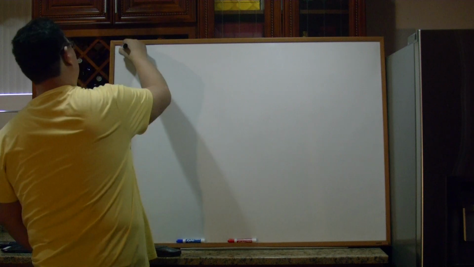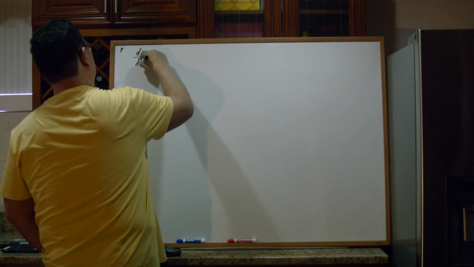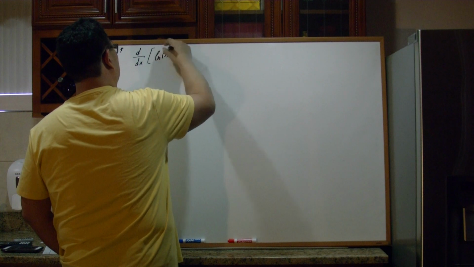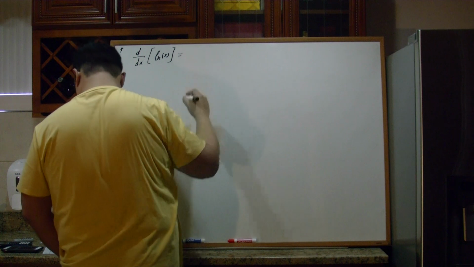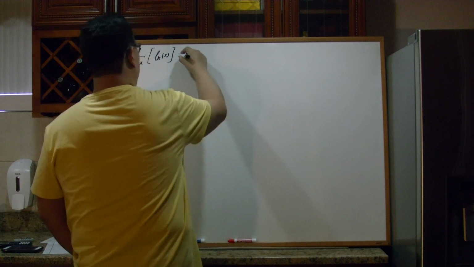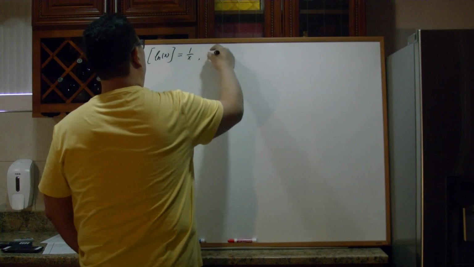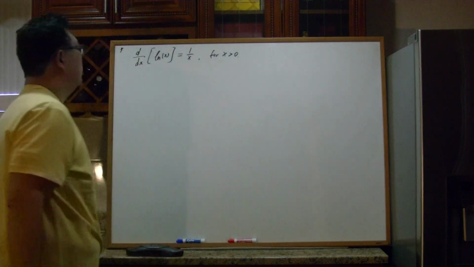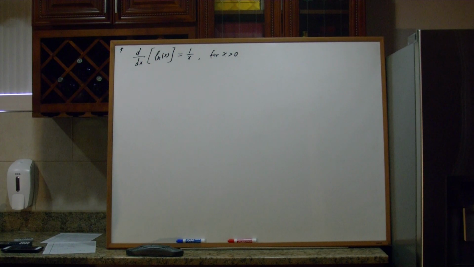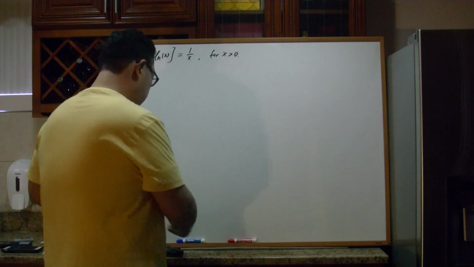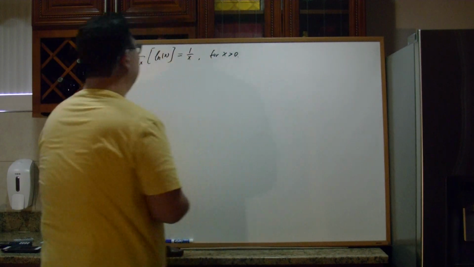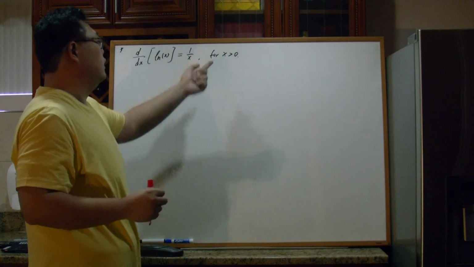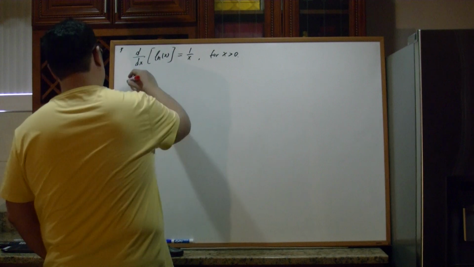Also, the next formula: the derivative of ln, natural log, is 1 over x for x positive. That is because the domain of the natural log only takes positive values. We can prove that.